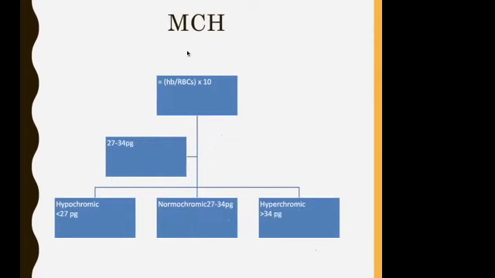That's what gives everything color. So if you have a low hemoglobin, then the patient's going to have pale RBCs, so they're going to be hypochromic. Okay, if they have normal hemoglobin, they're going to be normochromic. If they have more than 34, they're going to be hyperchromic. Okay, that's all you need to know.